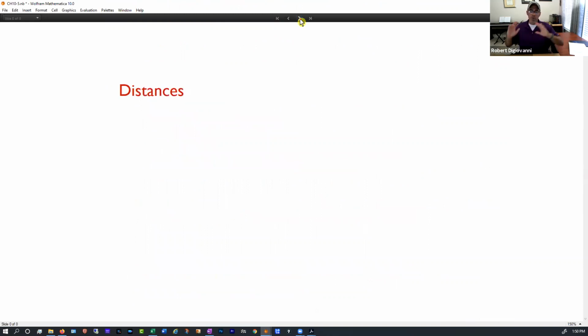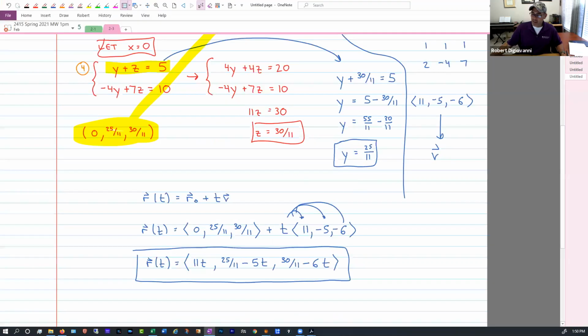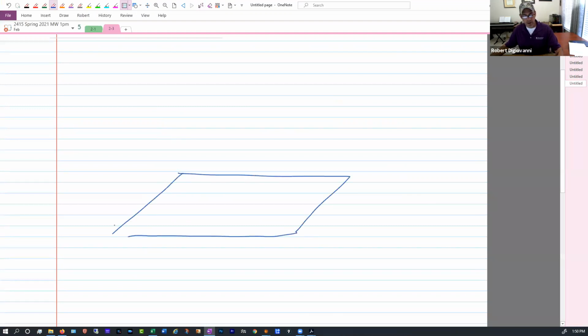Distances. So this is where we can really start to see how we can use what we are doing right now to figure out some really cool stuff. All right, so distances. What if we wanted to find the shortest distance between a point and a plane? Initially, that may sound like an easy problem. Like if you take the ground, let's say that's the ground, and then I give you the point up here.